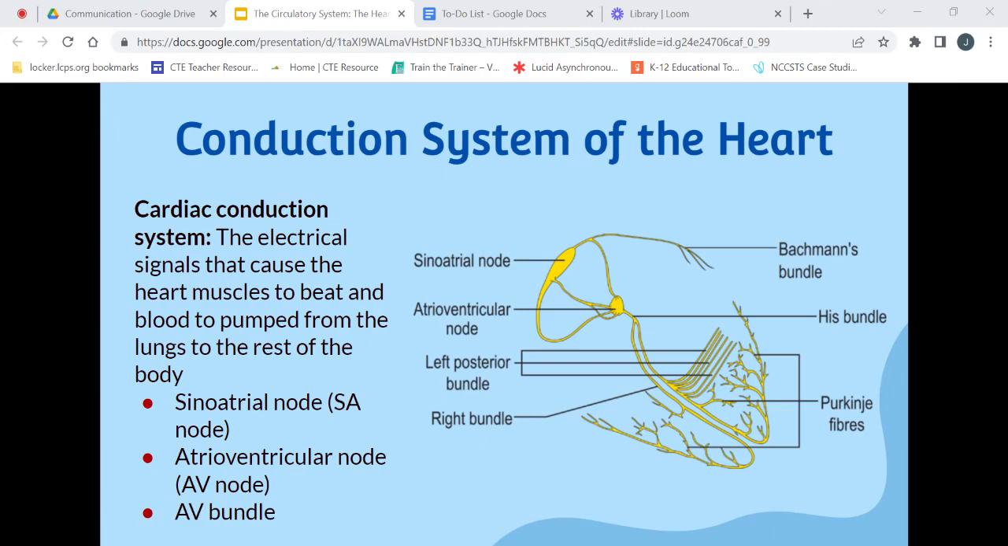Bachmann's bundle is a broad band of cardiac muscle that passes from the right atrium between the superior vena cava and the ascending aorta. During normal sinus rhythm, Bachmann's bundle is the preferred path for electrical activation of the left atrium.